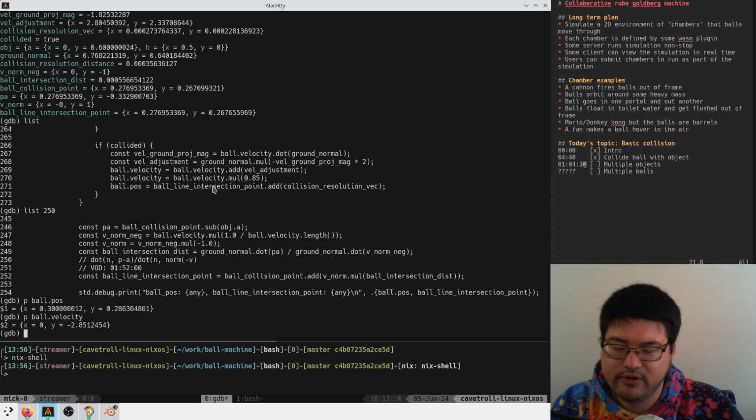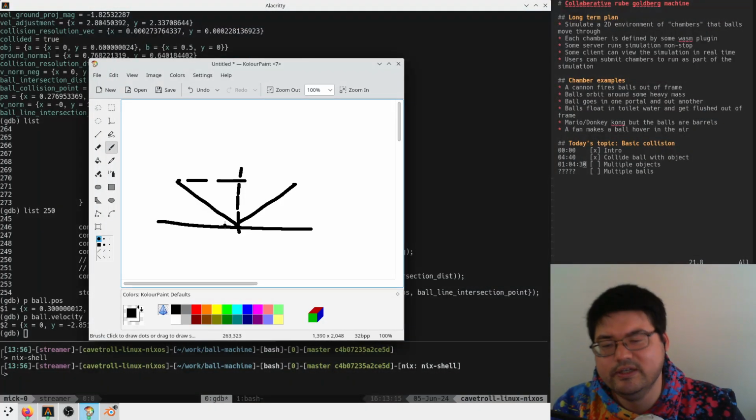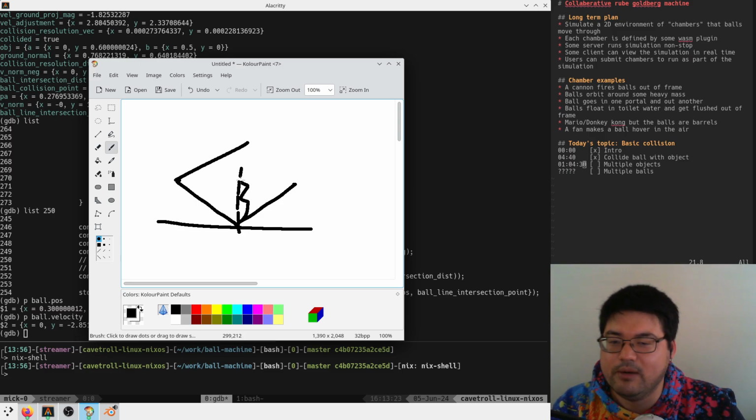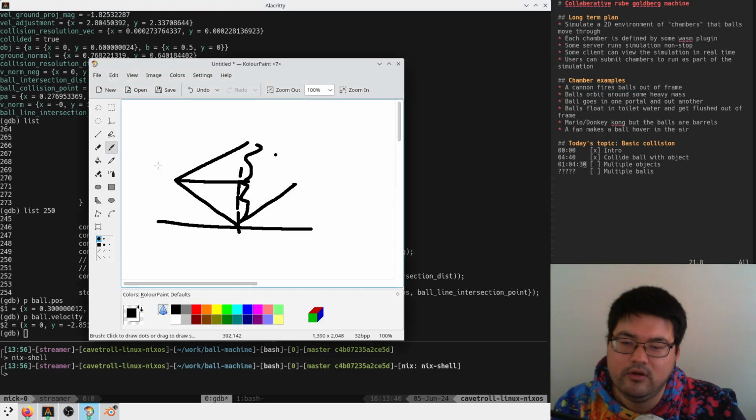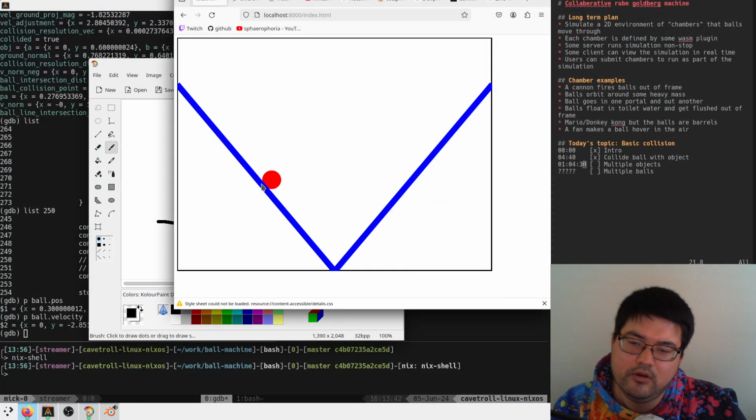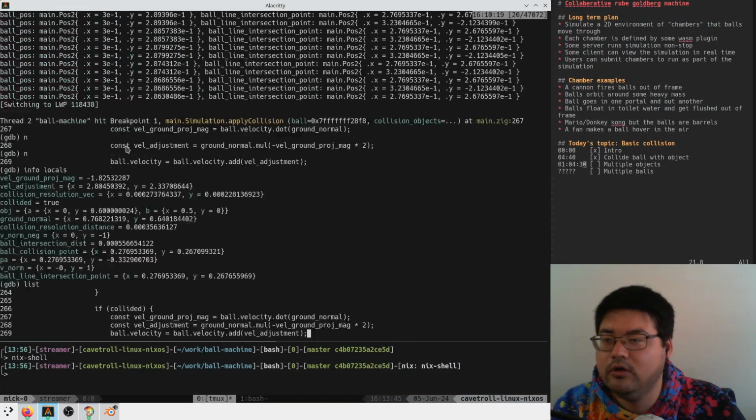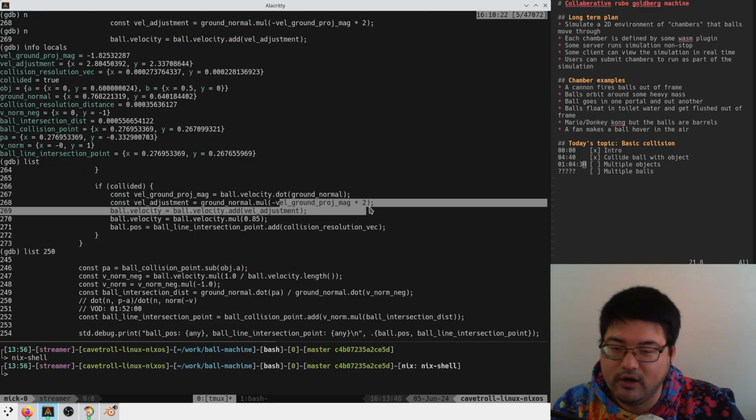Here we're projecting the velocity onto the normal. So that's this. Or sorry, it's this distance. And then we were saying that we basically double that distance to get over here. So the new ball velocity should be added by this projection here, times 2. Yeah. Okay. Which is how we got here.